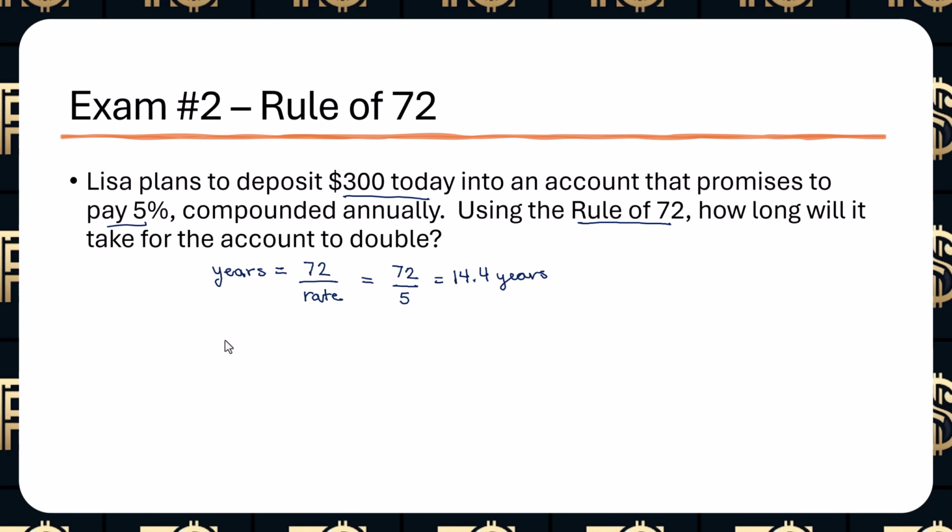Now, if we want to find the exact number of years that it will take for her account to double, we will use our time value of money calculator to do so. In this question, we're trying to solve for N. We know that her rate of return is 5%. We know that she's going to deposit $300. She's not going to make any periodic payments. And we want to know how long it's going to take for her account to double. So the future value in this problem is $600.